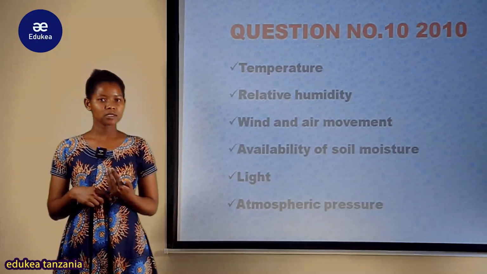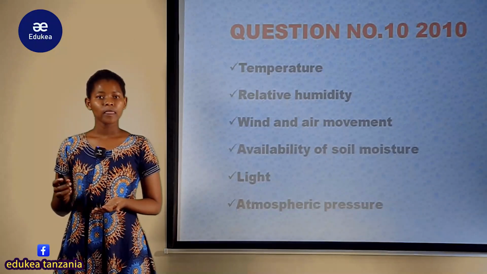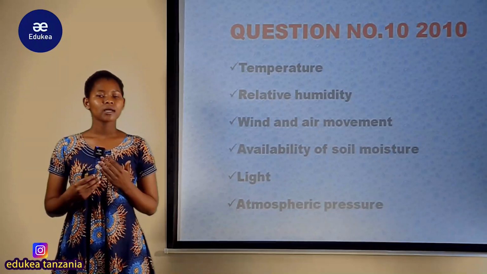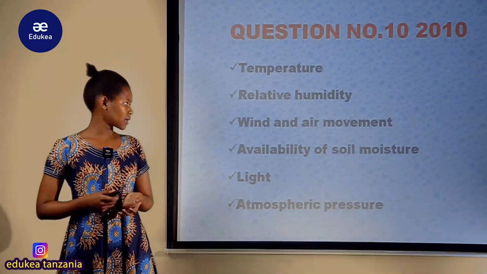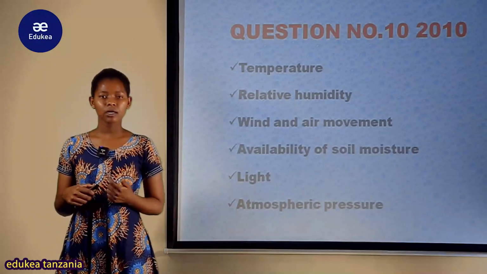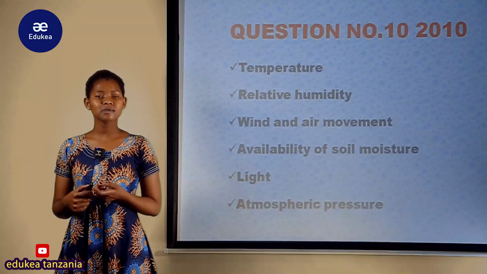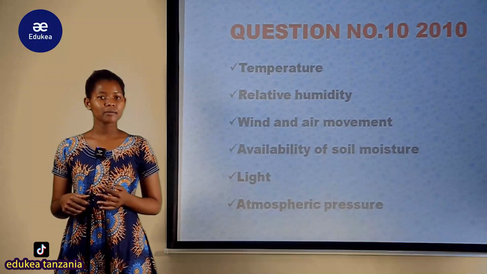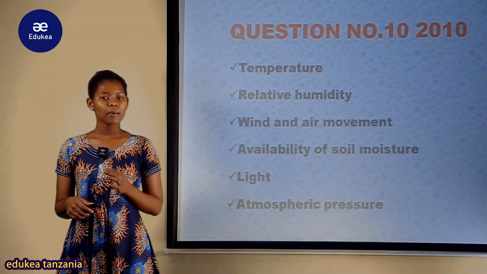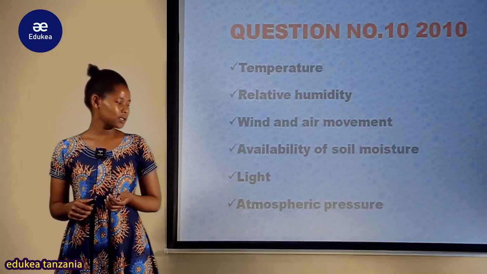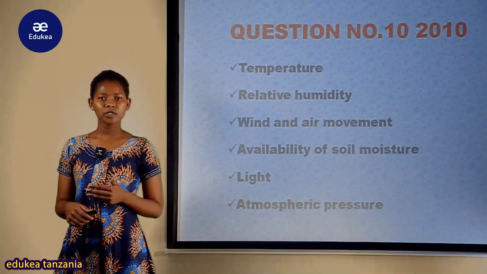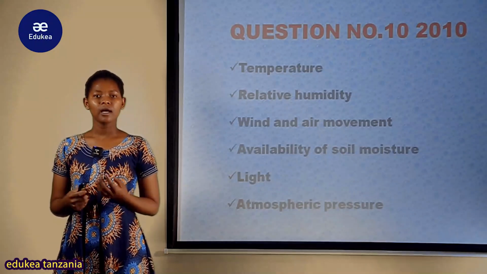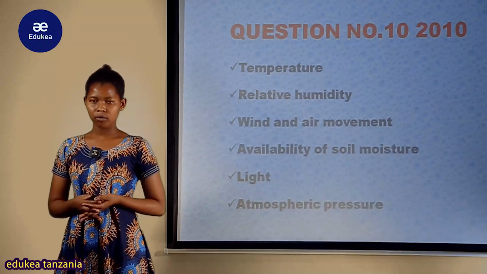Pia wind and air movement, as we know, wind ni upepo, ni hewa inayo move, itasababisha kuwipe away maji yaliyoko katika leaves na kusababisha transpiration kuongezeka. Pia availability of soil moisture, kukiwa na moisture nyingi katika soil inasababisha transpiration inaongezeka kwa kiwango kikubwa. Again, light ikiwepo inasababisha transpiration kuwa kubwa kwa sababu maji mengi yatatumika kwenye processes za photosynthesis. Again is the atmospheric pressure, kukiwa kuna pressure kubwa ya hewa katika pressure kubwa ya maji katika atmosphere, kiwango cha transpiration kitakuwa kidogo.